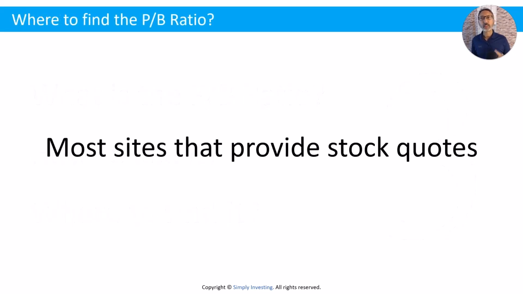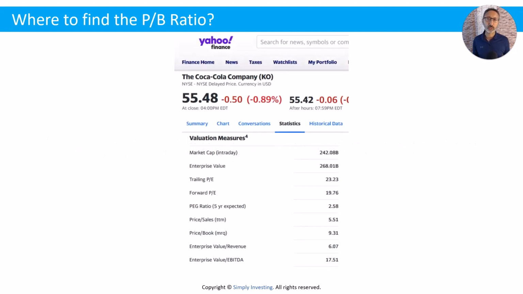The good news is that most sites that provide stock quotes will also give you the PB ratio, the price to book ratio. So again, same as what I mentioned before, any site that's going to give you stock prices, Yahoo Finance, Google Finance, MSN Money, bar charts, there's lots and lots of websites out there that you can look up and get the stock prices. So in this example, we're going to go back to Yahoo Finance and we're going to look up Coca-Cola.